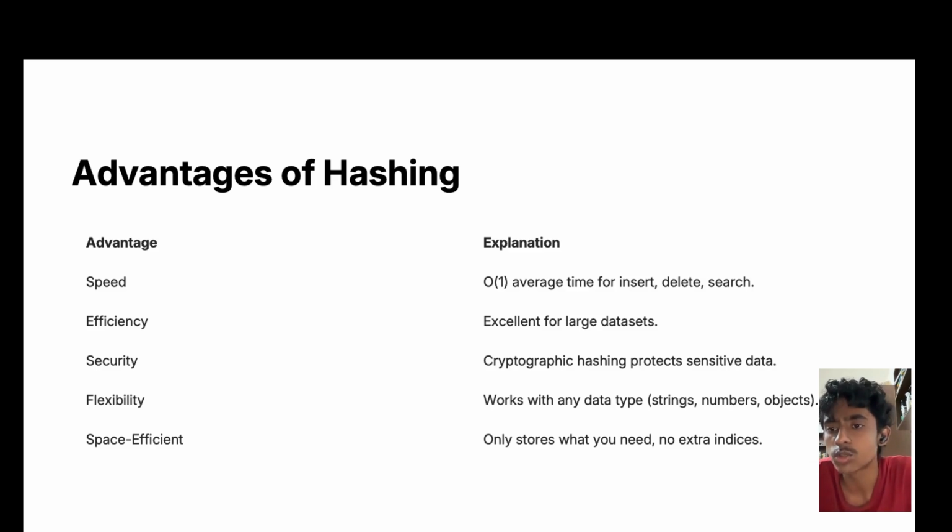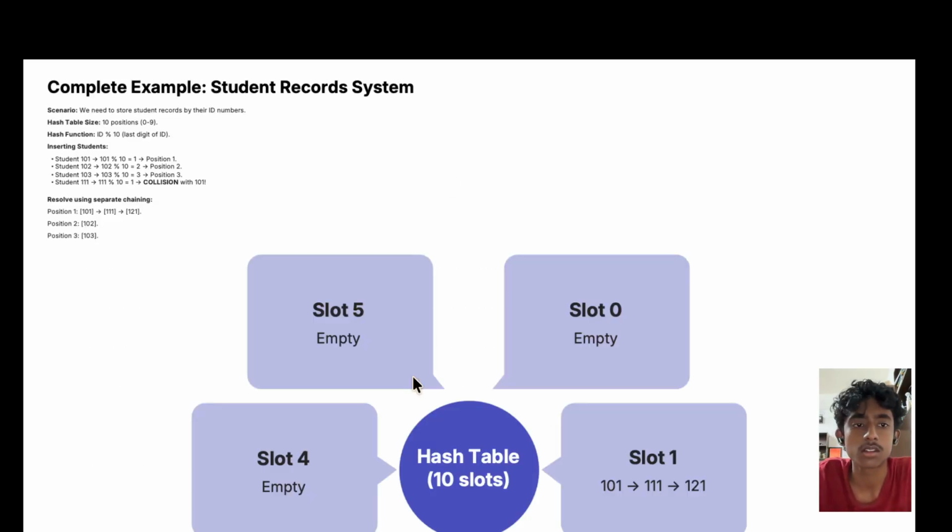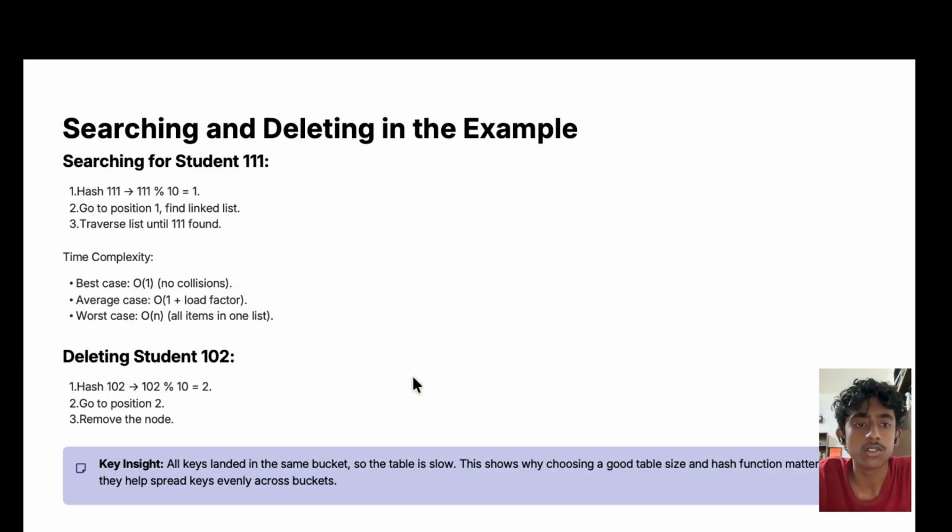If you want to search for student 111, we hash 111 to position 1, go to the list and traverse until we find 111. The time complexity is O(1) in the best case and O(n) in the worst case if all items end up in one list. To delete student 102, we hash to position 2 and simply remove the node. Here we can see the example.